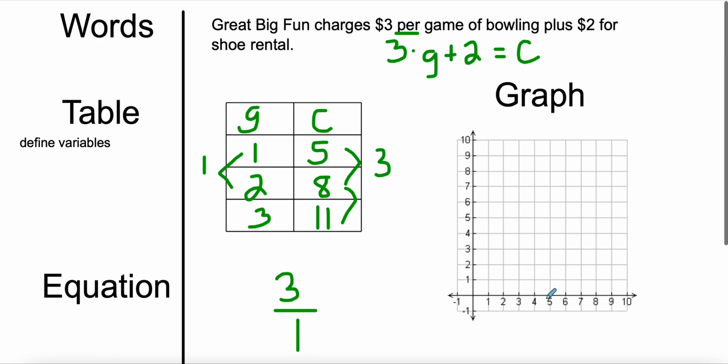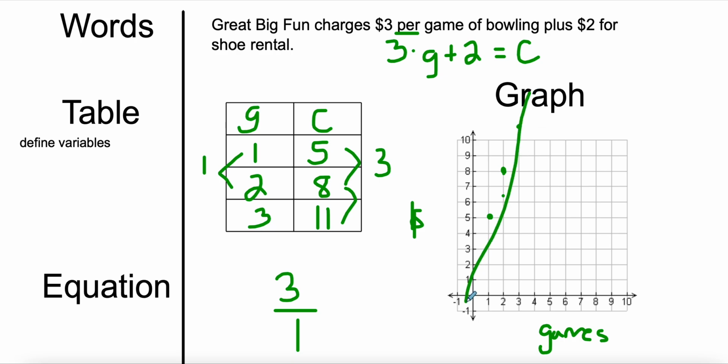And then I graph it. So this would be my games. And again, this will be my cost. Over 1 up 5, over 2 up 8, over 3 up 11. I'm going to go off the graph. That's okay. And draw your line through.